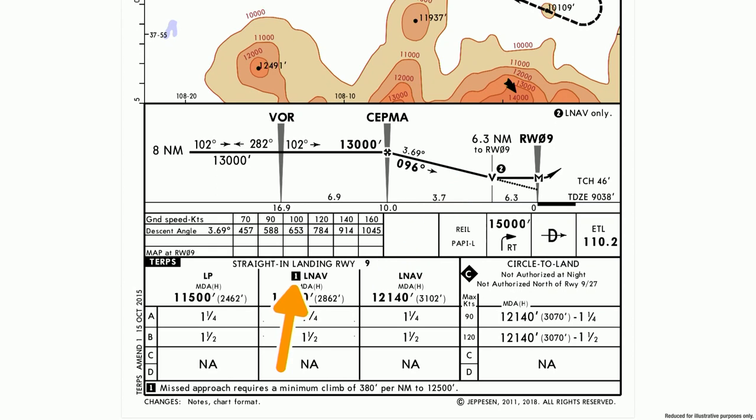And if we look at that note, that flag right there, number one, missed approach requires a minimum climb of 380 feet per nautical mile to 12,500 feet. Okay, so what that means is if you use this set of minima right here, you need that 380 foot per nautical mile climb to 12.5. If you use this LP minima here or the higher LNAV minima here, this note doesn't apply.